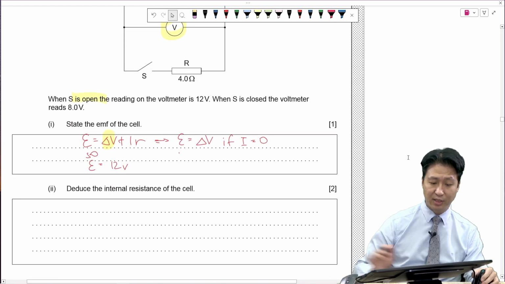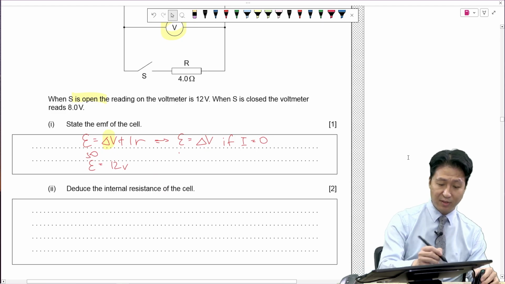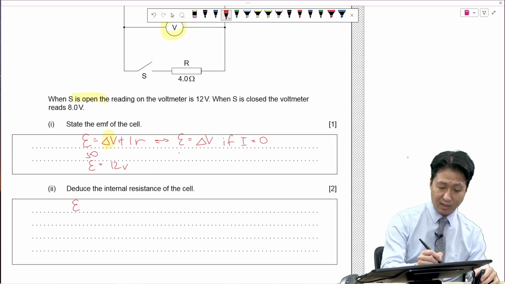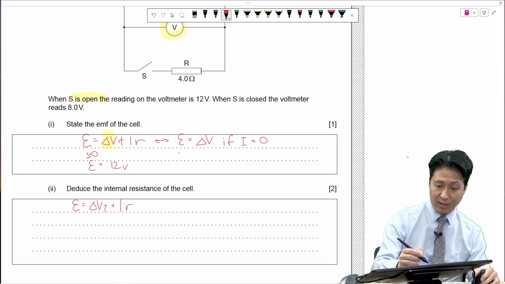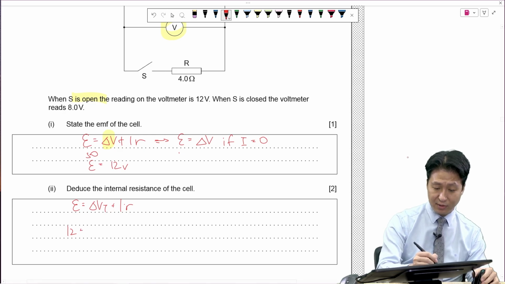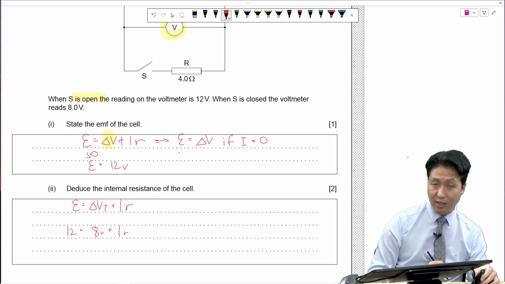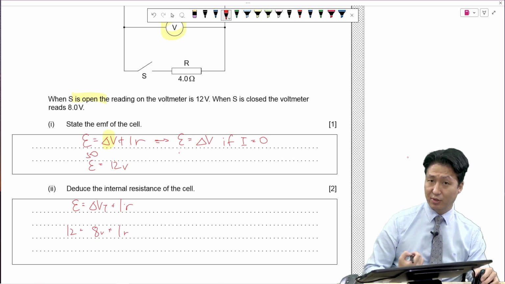In part 2, it says deduce the internal resistance of the cell. Well, you have the equation again. EMF is equal to the terminal voltage plus the current times the internal resistance. Now, the second part, we know this is 12 volts. In this case, we have the terminal voltage as being 8 volts plus Ir. All we have to do is find the current.